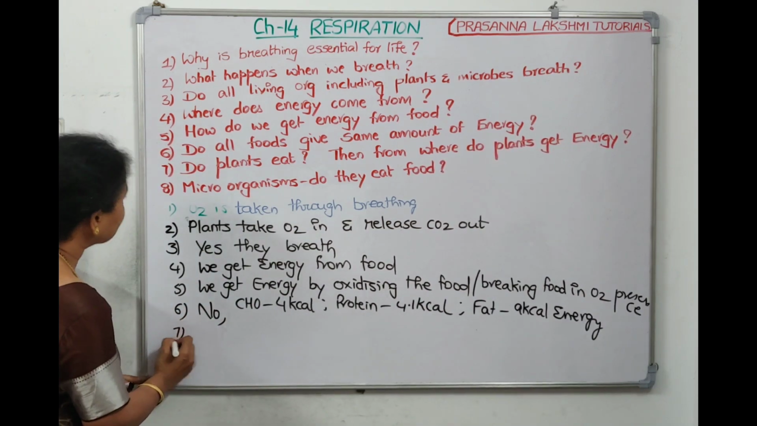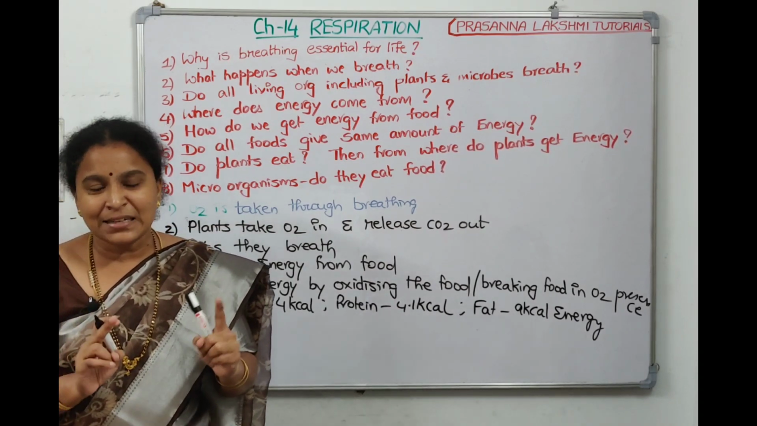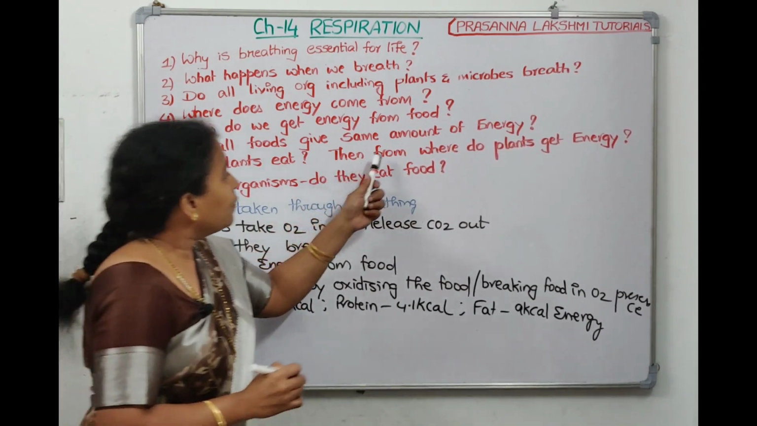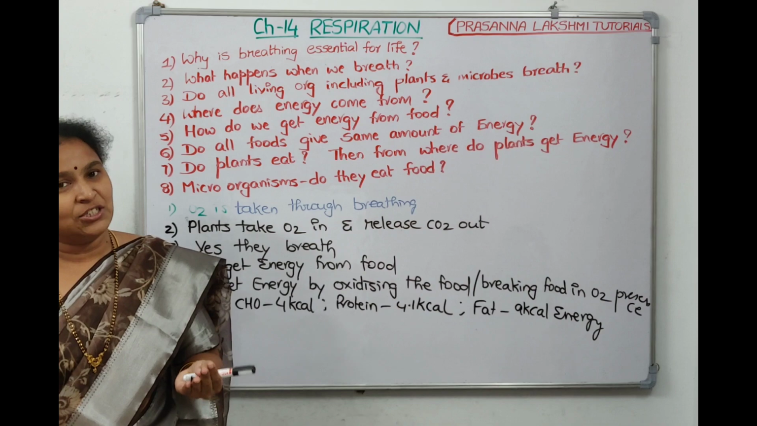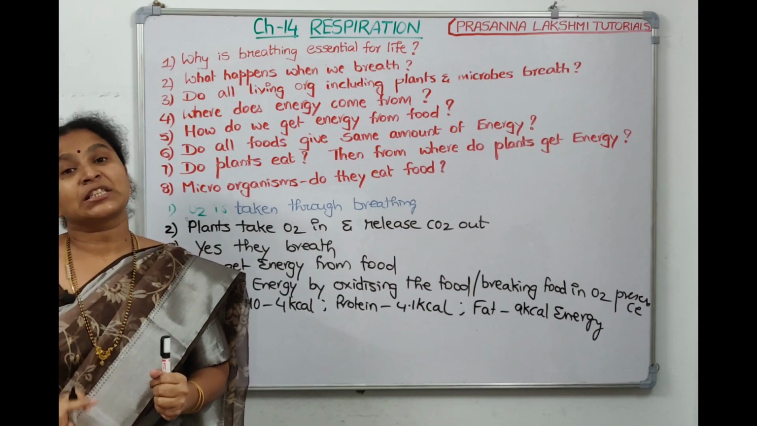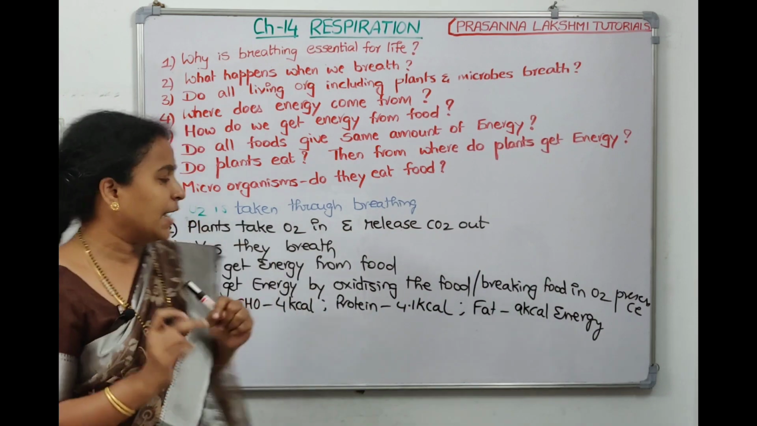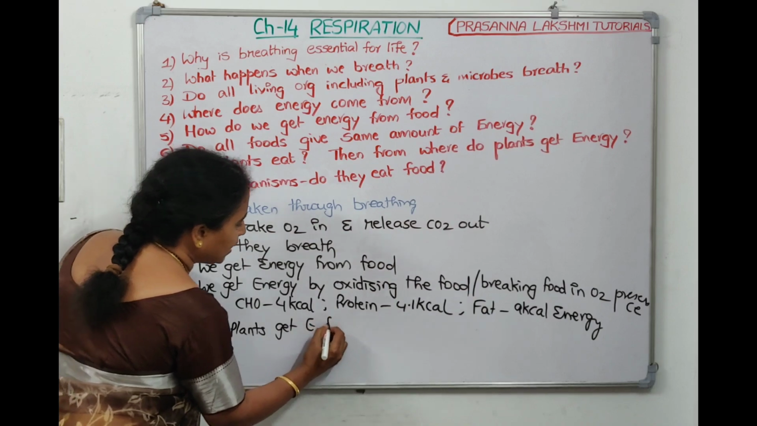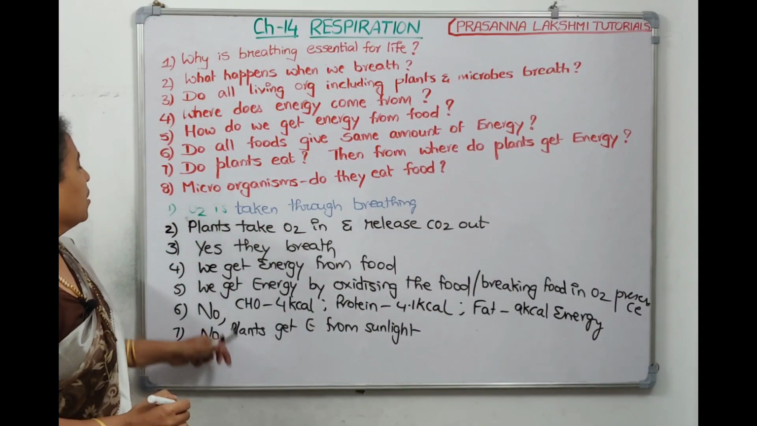Next question, children. Question number 7. Do plants eat? Animals only will eat. Do plants eat? The answer here is no, they don't eat. Then from where do plants get energy? We eat food, so we are getting energy. We are telling plants don't eat food. Then how do they get their energy? They trap the sunlight energy. They get the energy from sunlight is the answer.